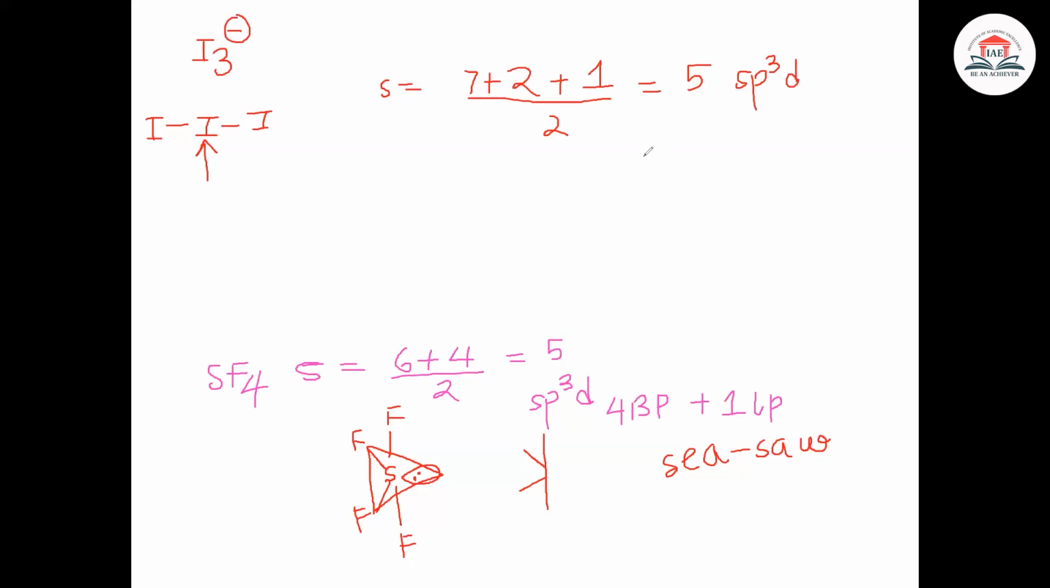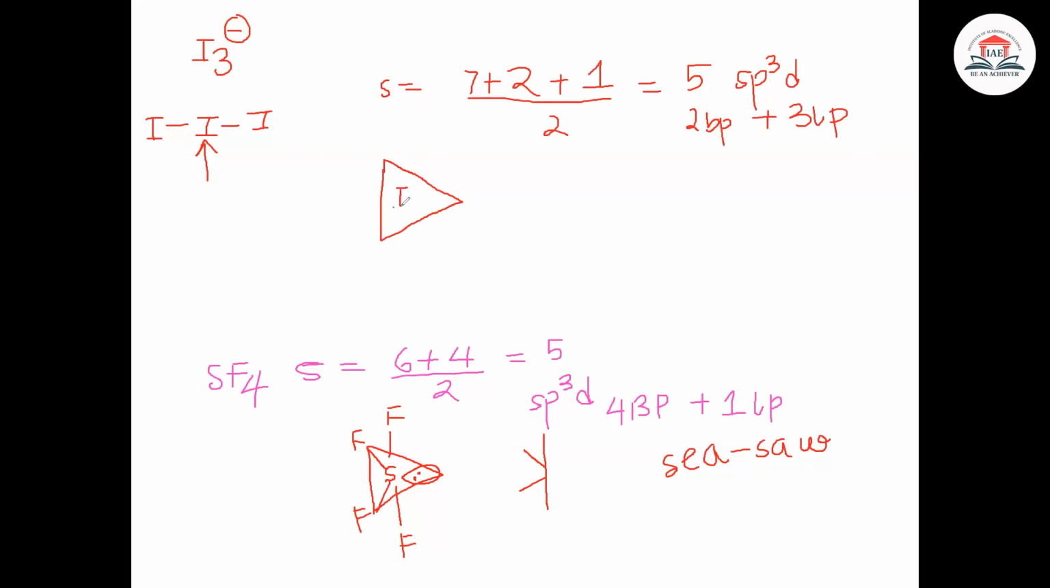How many bonds are there? Iodine is bonded to 2 iodines, so 2 bond pair, 3 lone pair. Yes, correct. 2 bond pair and 3 lone pair. Okay, so now that we have found it, let's draw the structure. Let's draw the triangle first. Place iodine in the middle.